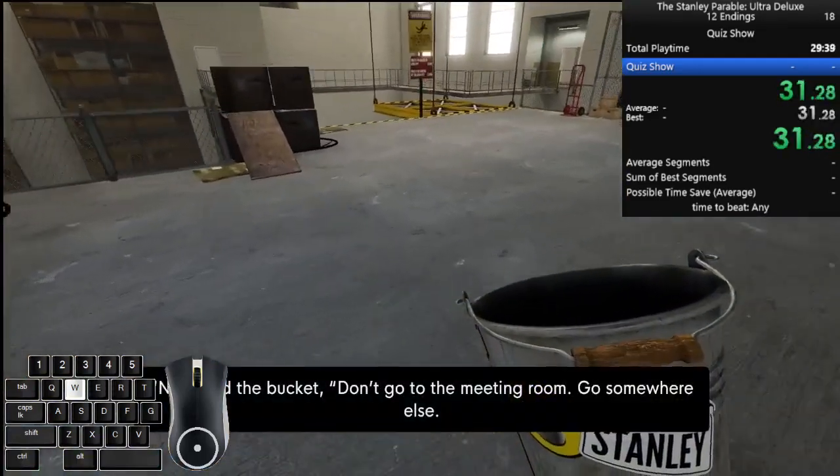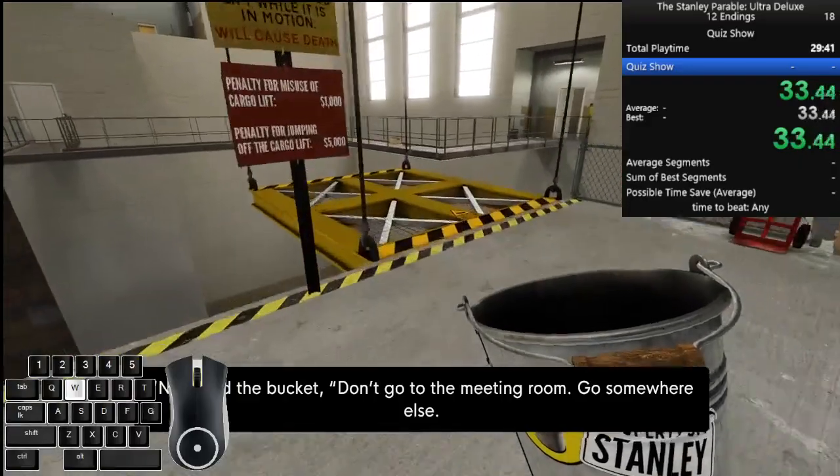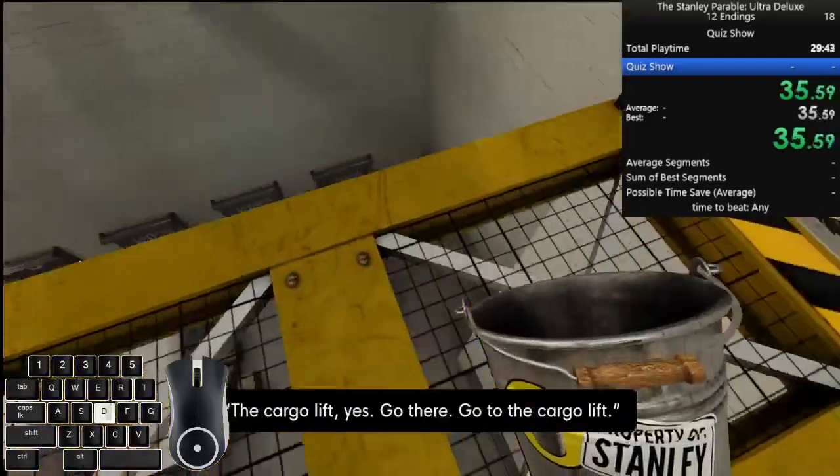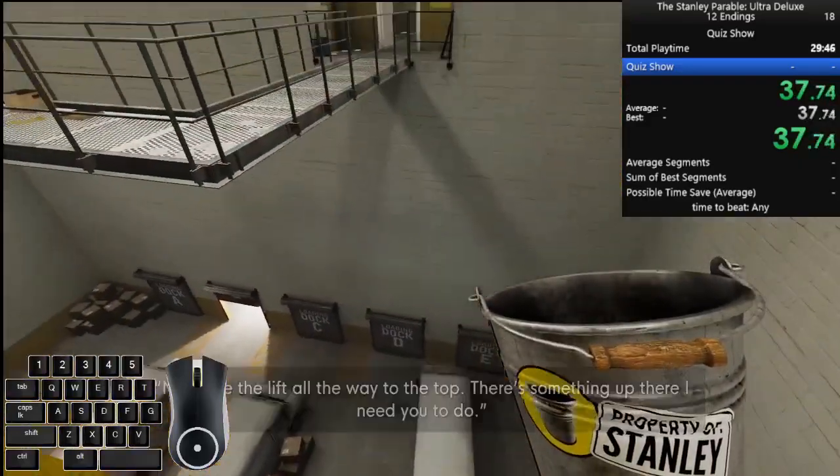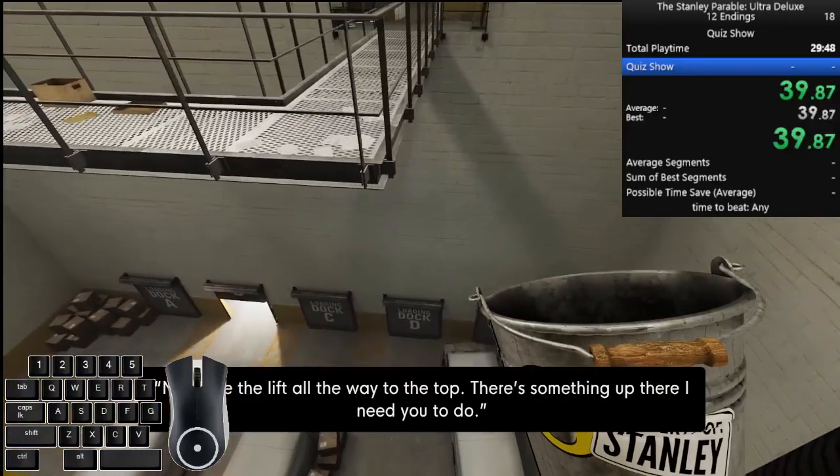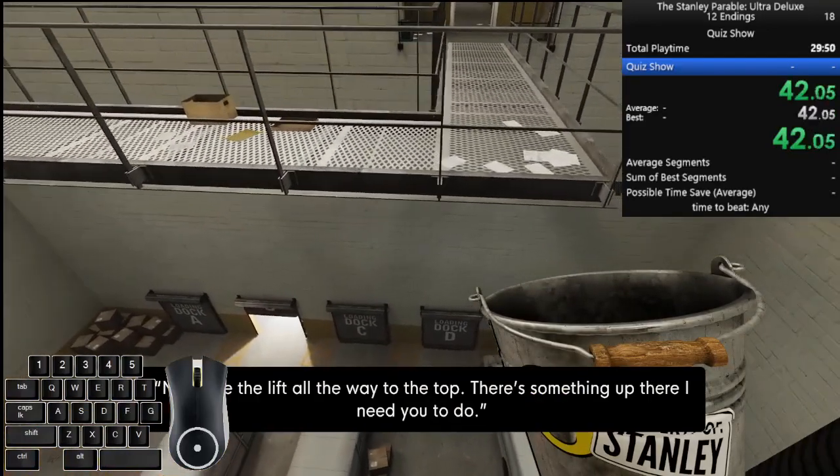No, don't go to the meeting room. Go somewhere else. The cargo lift. Good. Now ride the lift all the way to the top. There's something up there I need you to do.